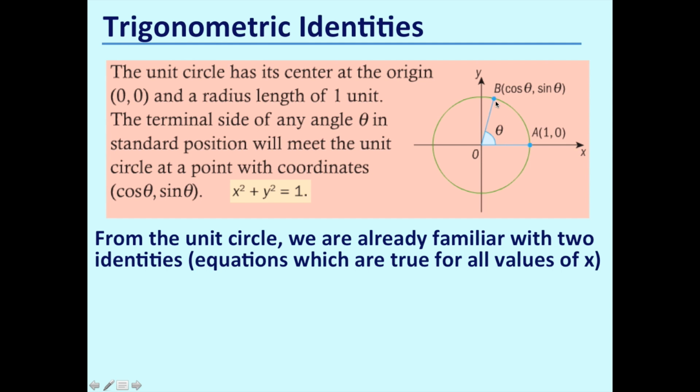Using Pythagoras, we could substitute these in and show that sine squared theta, i.e. y squared, plus cos squared theta, i.e. x squared, equals 1. And we also looked at how tan x or tan theta equals sine x over cos x, or sine theta over cos theta. So we should be familiar with these.